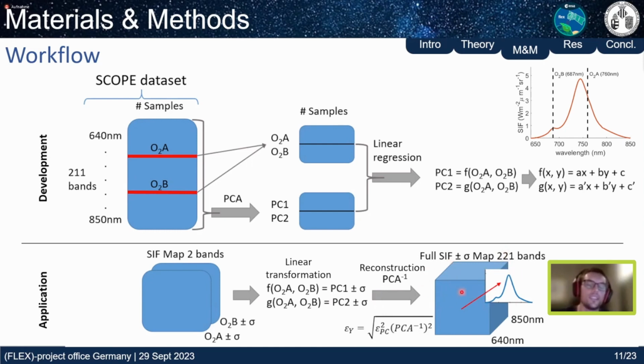And as this is also a matrix multiplication, because as I explained before, it is a projection with the principal component analysis matrix, we can also provide the uncertainties from the beginning until the output. So we will have the full data cube of the original map, but with a range from 600 to 800 with 211 bands, and also another data cube with the uncertainties corresponding to this map.